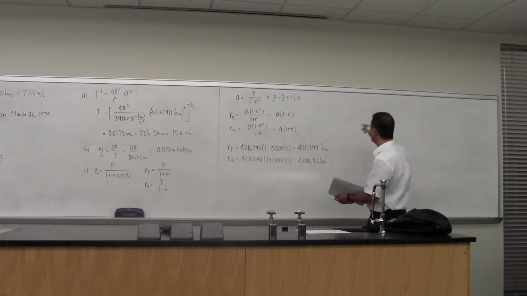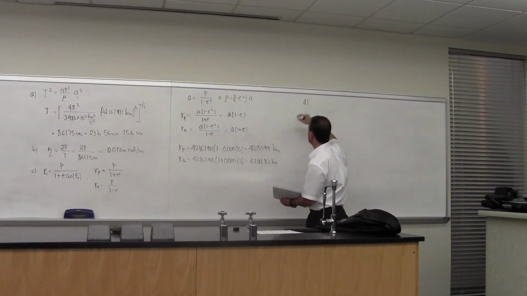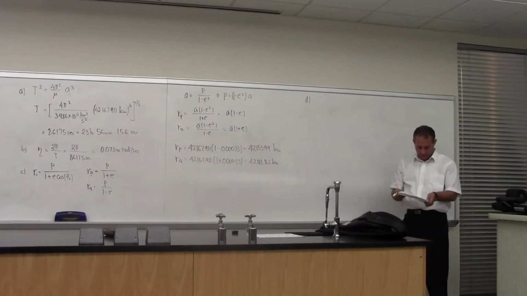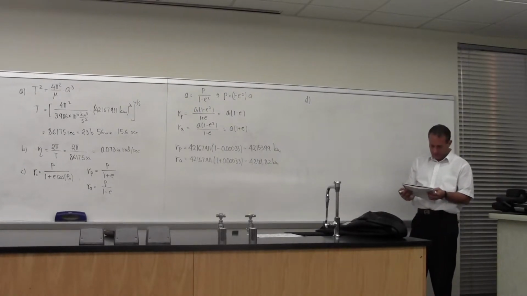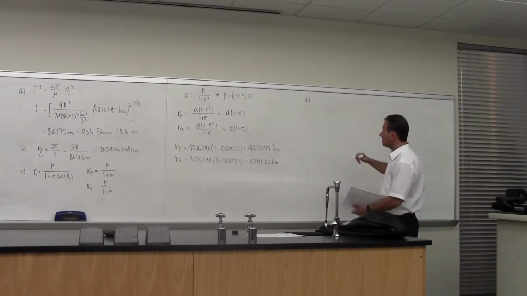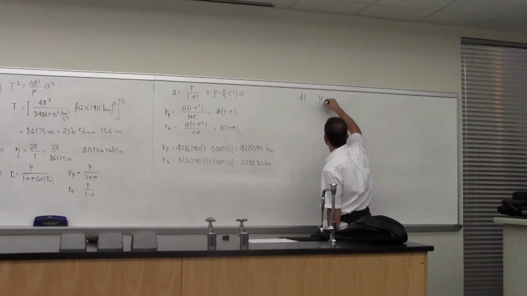Part D says determine when the satellite is going to go through the next perigee, right? After this time period. Here's the equation that we need to remember.